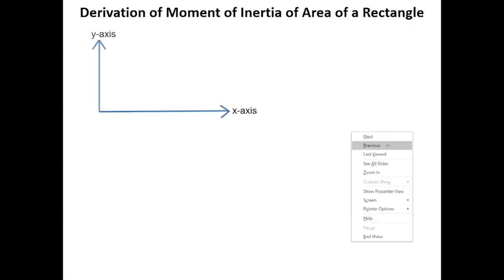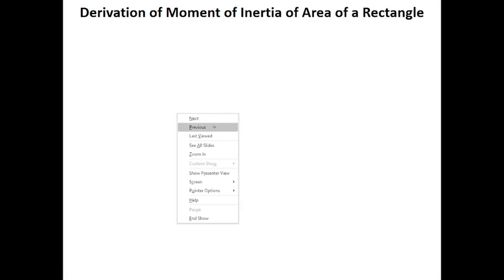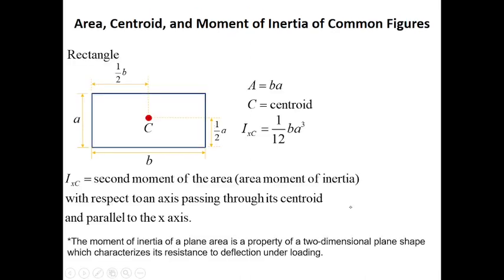Sorry. Let's go back. Alright, so this is the moment of inertia of the rectangle. Now, so that is 1 over 12 BA cubed. So the moment of inertia of a rectangle is 1 over 12 BA cubed.